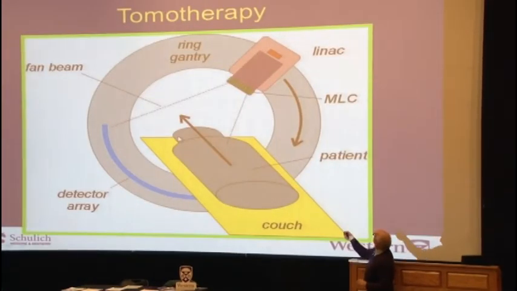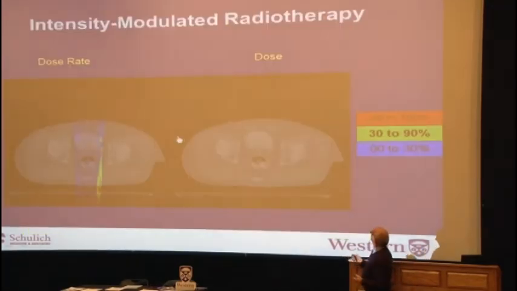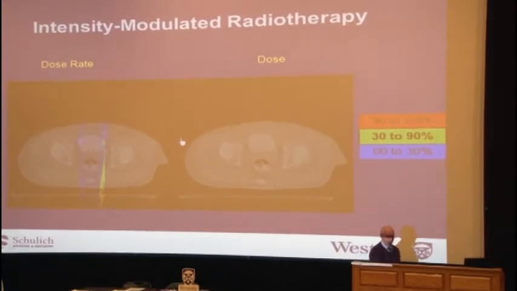The way it works is there's a linear accelerator that spins around. There's a detector here for imaging. And at the same time, there's this very fancy little machine called the collimator that throws little fingers of tungsten in and out as the beam rotates. And that allows you to confine the dose to the tumor and miss most other critical organs. I'll show you a demonstration of that now. If this movie runs, we should be in good shape.